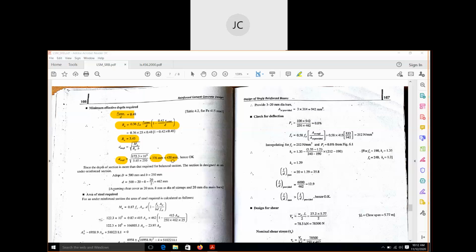Now here you can see, since the depth of the section is more than required for a balanced section, this D required, whatever we have got, is the required value of effective depth for our balanced section. This is the required depth for a balanced section.